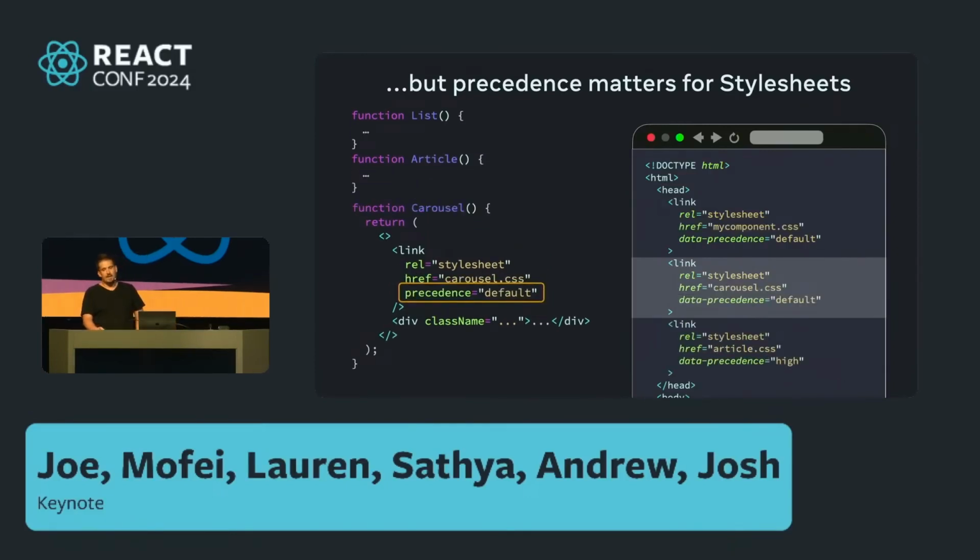But now imagine I have a carousel component which renders a style sheet with the original precedence default. React ensures that this style sheet is ordered alongside other style sheets with default precedence, even if it was discovered much later in the render. With precedence, React can safely reorder the style sheets to optimize their loading performance, but we still need one more thing to make these really composable.